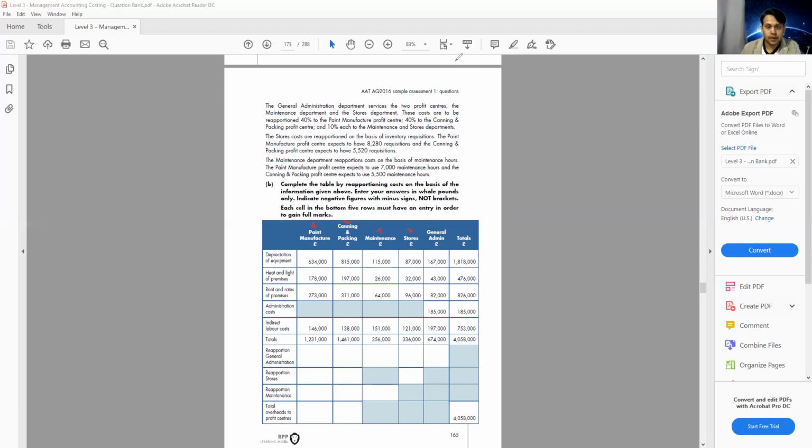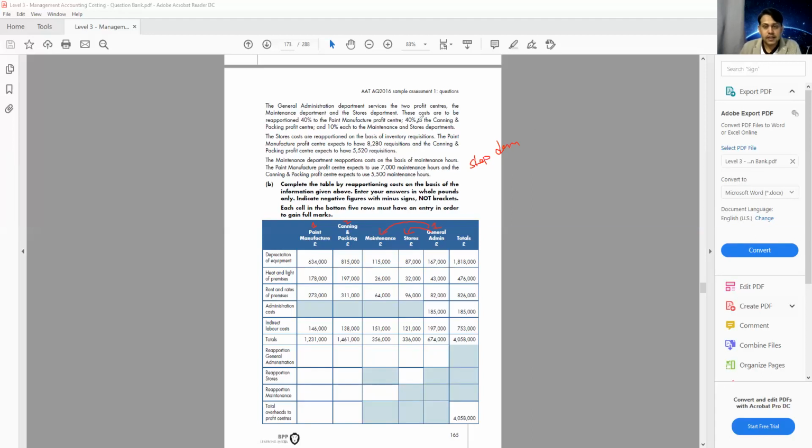But before I get the number here, I want to read the question. The general admin department, so we start with number one. General admin department services the two profit centers, the maintenance department and store department. So obviously we start from here. Each general department basically gives services to these two departments, one is maintenance and one is store. We understand this is a step down method, isn't it? Because one department cost will be reapportioned to the next department, from next department to next department. When we follow the step, we call it step down method. It's not a direct method.